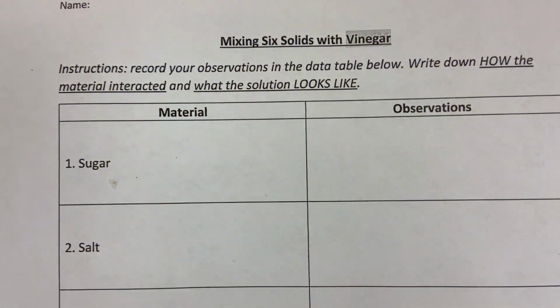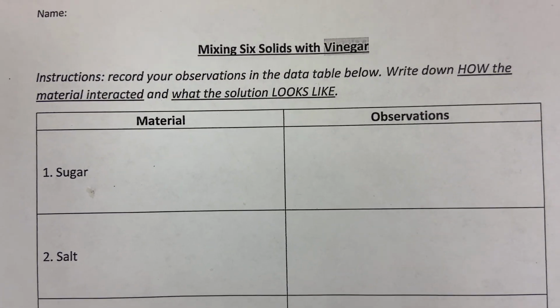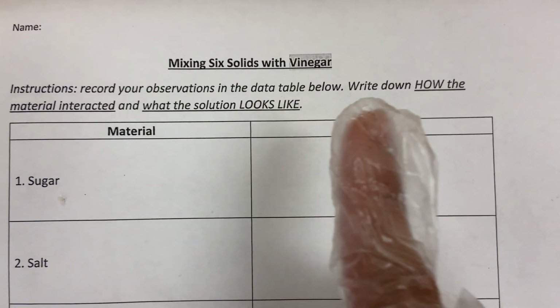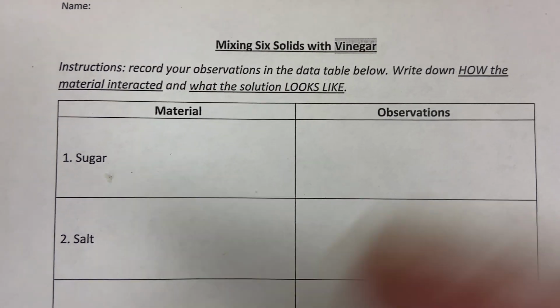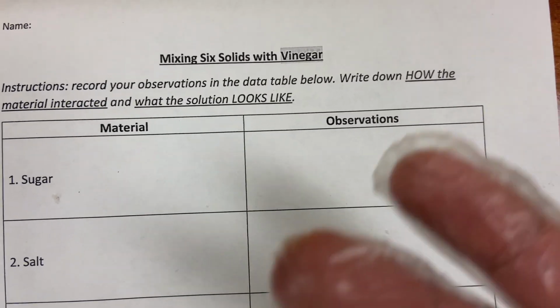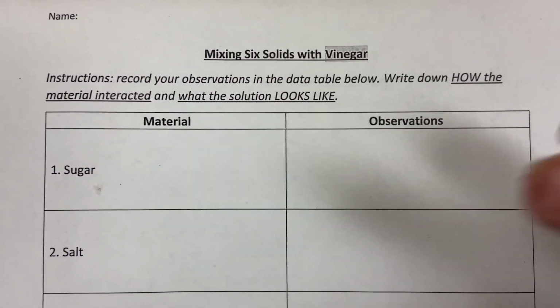Our next section, we will be mixing each material with vinegar. Remember, you are writing down your observations on 1, how the material interacted, whether there's bubbles or something when it first touched together, and 2, what the solution looked like after mixing the 2 together. Let's start with sugar and vinegar.